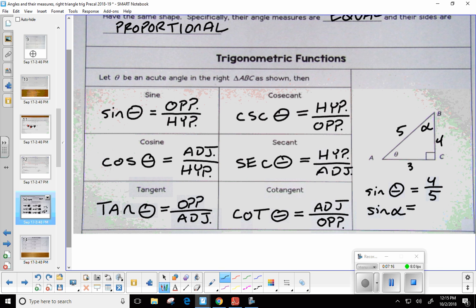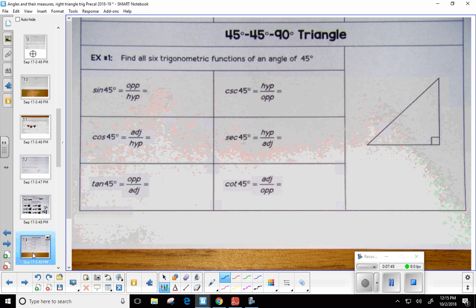So here, from alpha's point of view, 3 is his opposite, 4 is his adjacent. So it's very important you know what angle you're referring to. If you change angles, those sides are going to switch with it. So sine of alpha would be the opposite 3 over the hypotenuse 5. The one that does not change is the hypotenuse. But depending on the angle, the opposite and the adjacent can and will switch. Is everybody okay with that? Okay. All right. Let's start practicing some of these.